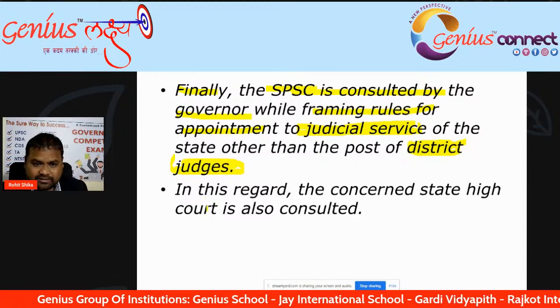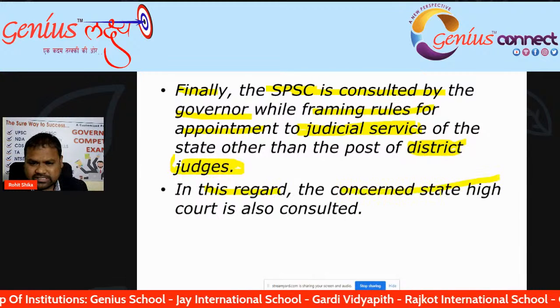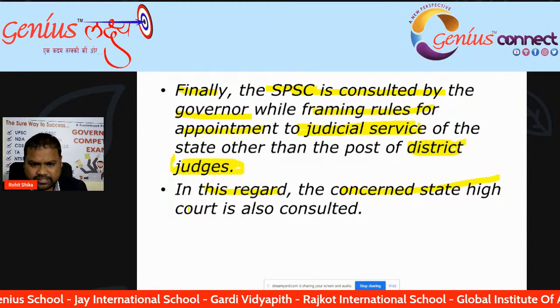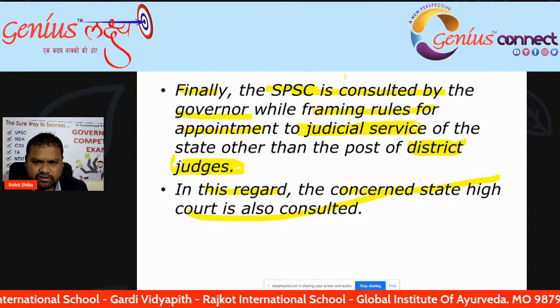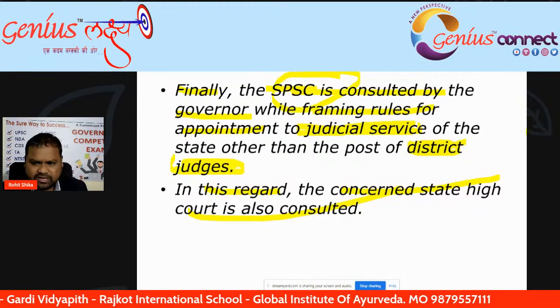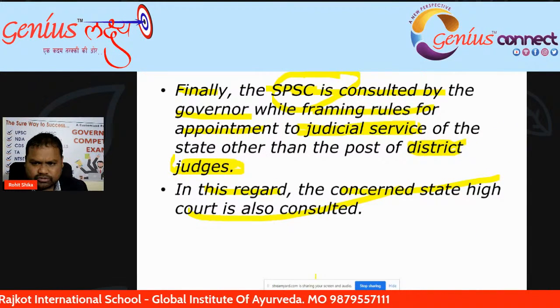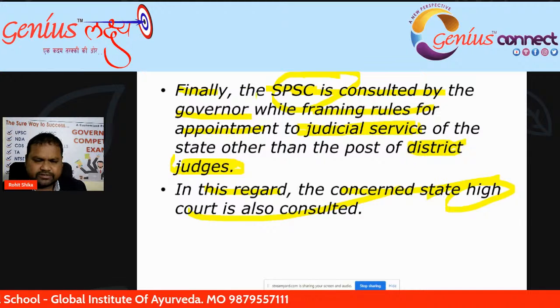In this regard, the concerned state high court is also consulted. So governor will consult State Public Service Commission and the high court of the state.